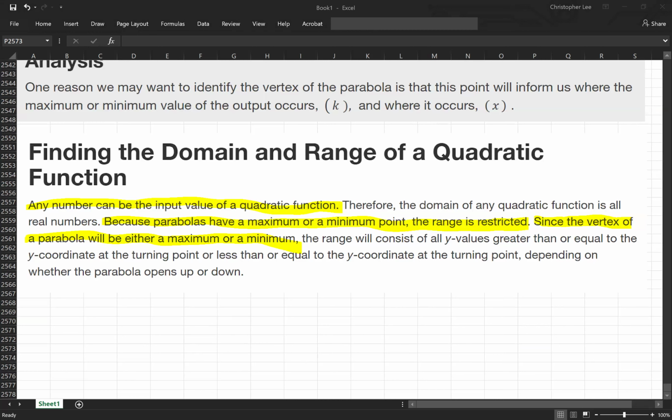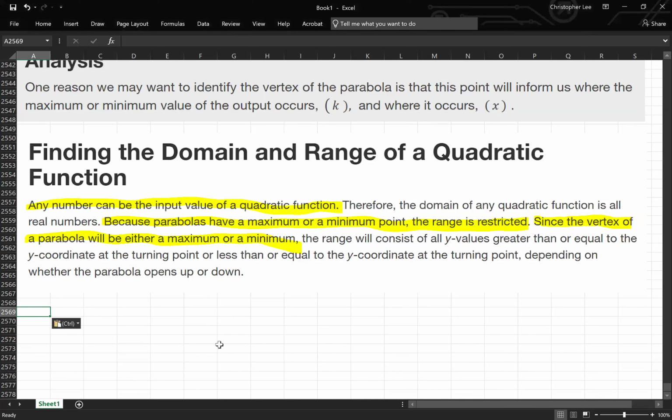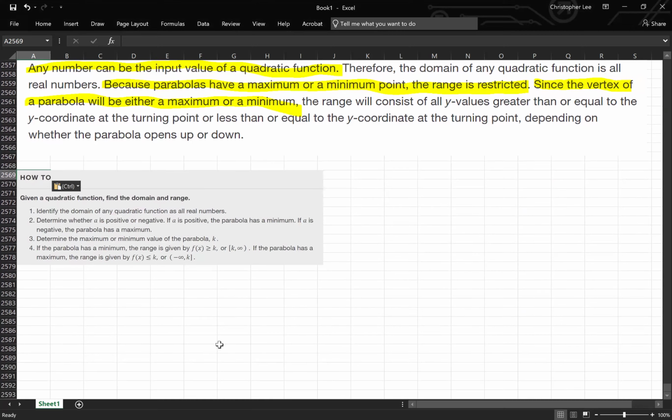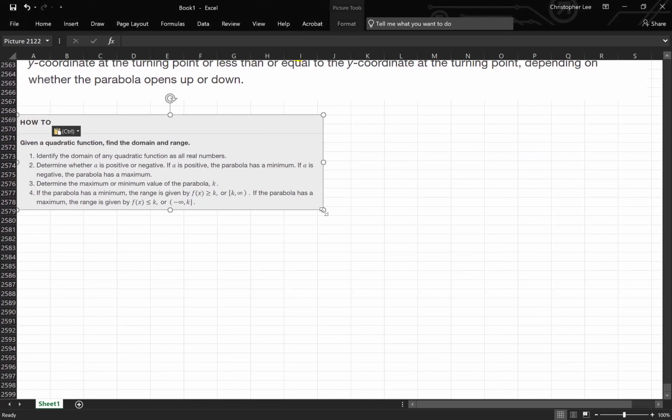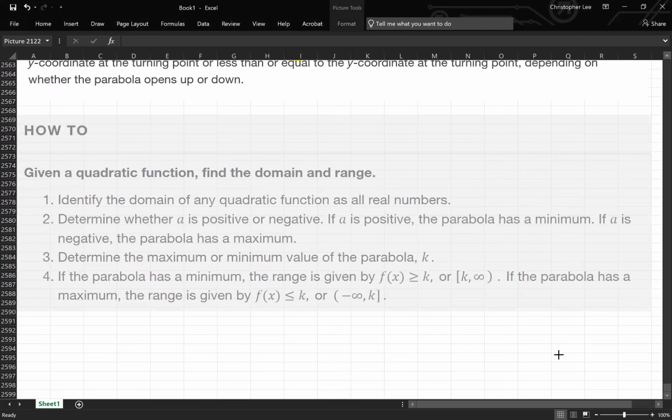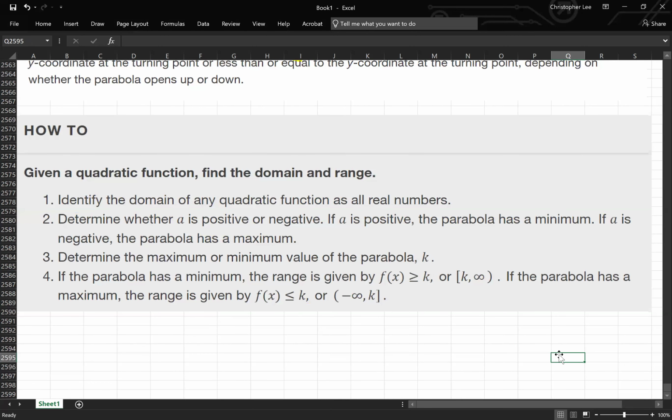So real quick, a little how to. Given a quadratic function, find the domain and the range. Step one, identify the domain of any quadratic function as all real numbers. Step two, determine whether A is positive or negative, right? If A is positive, the parabola has a minimum. If A is negative, the parabola has a maximum. Step three, determine the maximum or minimum value of the parabola, K, right?